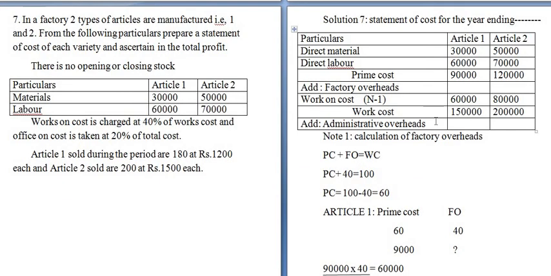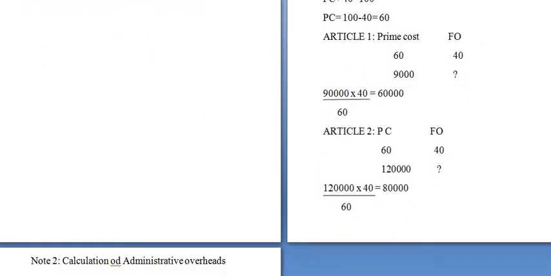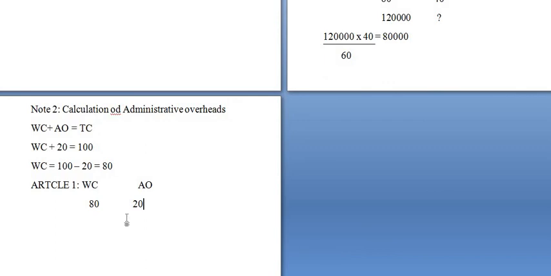Now check here. Work cost is 1,50,000, right? Now when work cost is 1,50,000, then how much will be administrative overheads? How much will be administrative overheads?